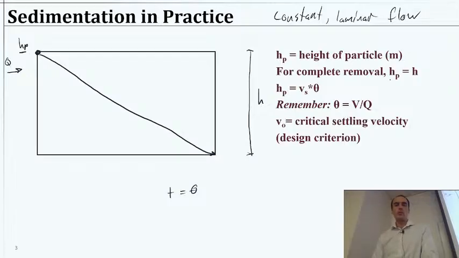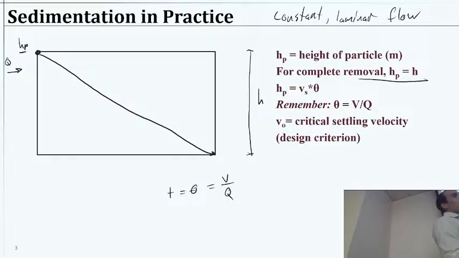Okay, so this is going to be H equals HP for complete removal, right? So we need to allow the particle to fall a height of H, where H is the height of our reactor. Now I already mentioned the time that we have to fall. We can say this is V over Q, so theta is V over Q, and this is the volume here, so uppercase V. What we want to do is connect the settling velocity to the size of the reactor and our flow rate.